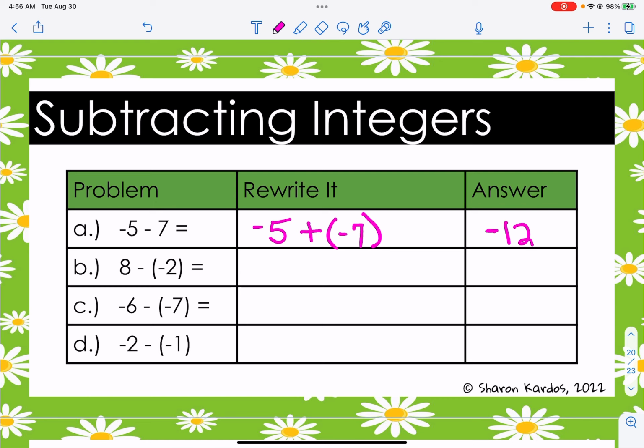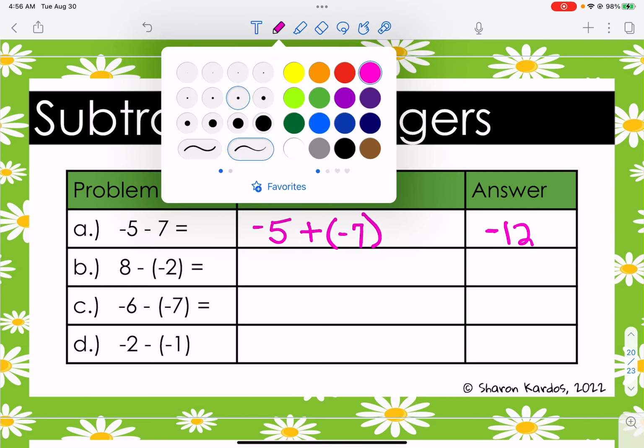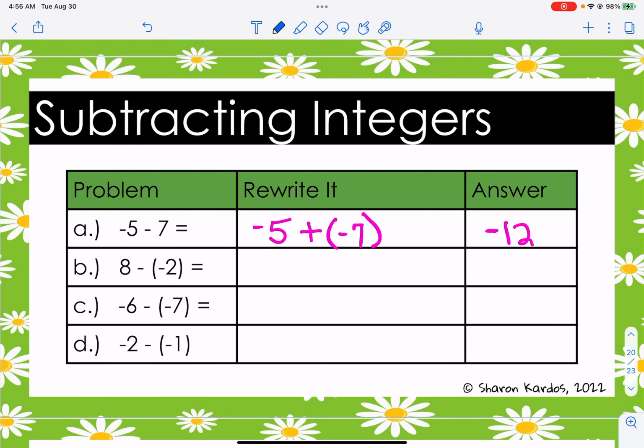All right, take a moment, try letter B on your own, and then come back to the video. All right, I'm going to keep the 8, change the minus to a plus, and the opposite of -2 is +2. And you guys have all known since first grade, 8 plus 2 is 10. So if you got that right, give yourself a little check there on your paper. And if you didn't get it right, make sure you change it. Don't leave the wrong answer on your paper.